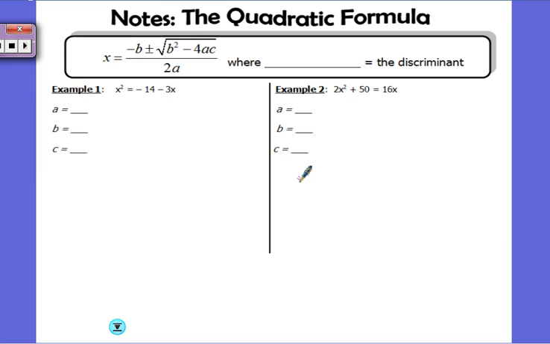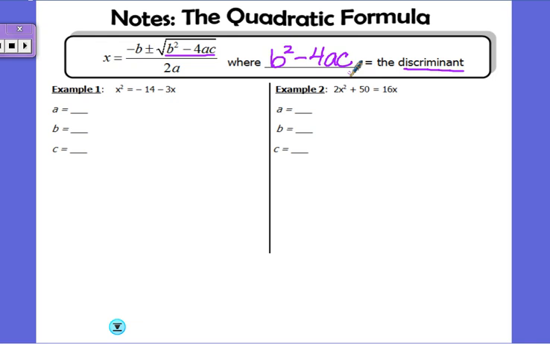Today we're going to take a look at the quadratic formula, which is x equals negative b plus or minus the square root of b squared minus 4ac all over 2a, where your discriminant is whatever's on the inside of that square root. So it's b squared minus 4ac. We're going to talk about the discriminant on the back of these notes.